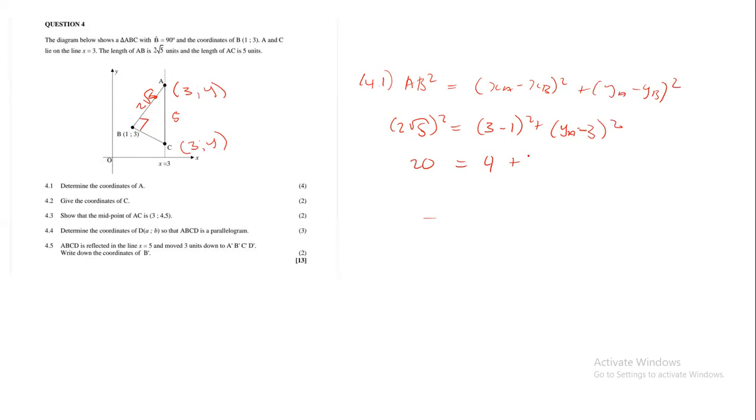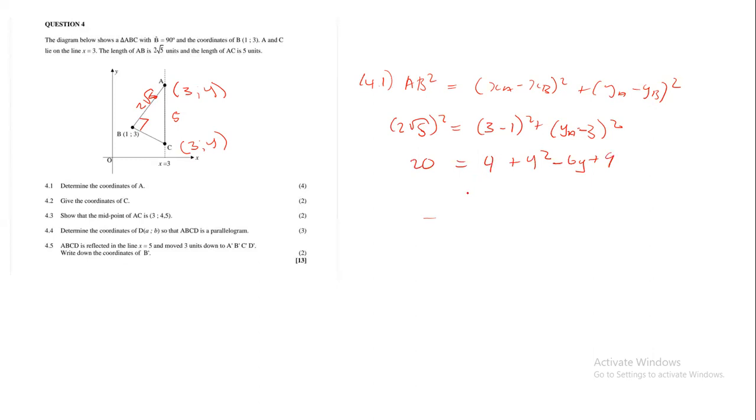Remember, we're going to say y to the power of 2. Y multiplied by -3 is -3y. -3y multiplied by 2 is -6y. And therefore -3 to the power of 2 is +9. And therefore now, let's continue with our work.